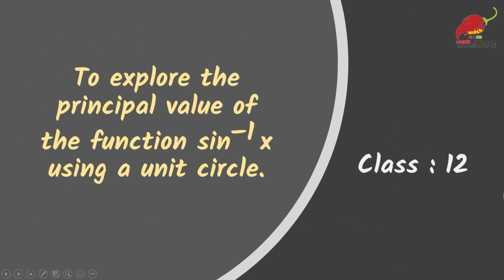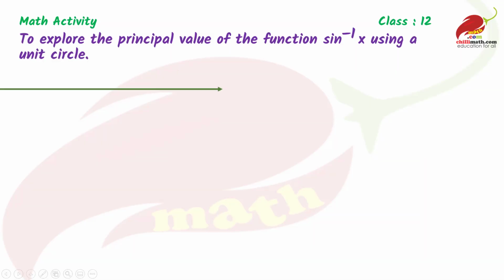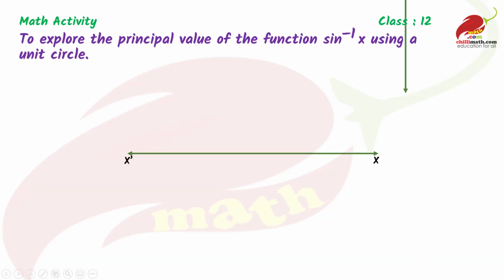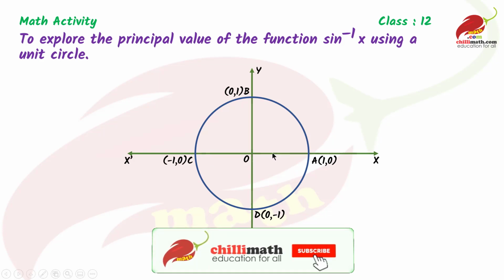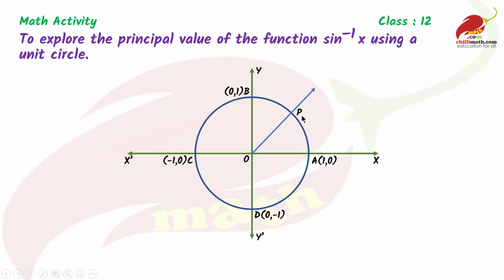Next activity is to explore the principal value of the function sine inverse x using a unit circle. To understand this, first let me tell you how to find the coordinates of a point on the unit circle. So we have drawn x and y axis and a circle, unit circle. Unit circle means radius 1, and we mark these points A, B, C, D whose distance is 1 from origin, that is, this is the radius. Taken a point P on the unit circle.